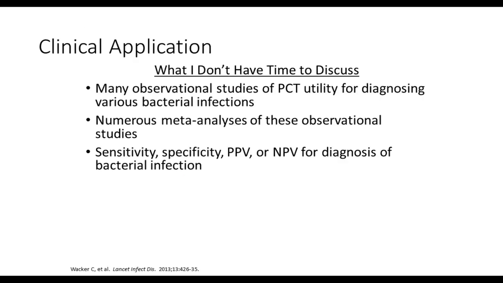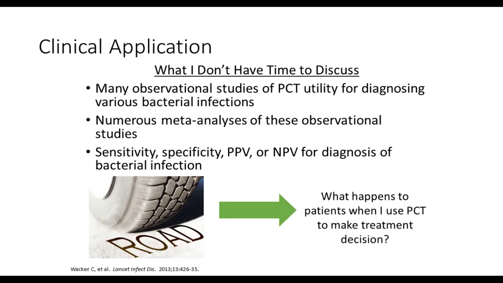And so, we're not going to talk about these observational studies. There have been at least 5 or 7. I can't even keep track of the number of meta-analyses looking at the sensitivity, specificity, positive, negative predictive value of procalcitonin for diagnosing infection. But what really we need to know is where the rubber meets the road. What happens when I use it to make decisions? That's what really matters. And that's where I think we really, in procalcitonin, have the data. In a lot of other diagnostic tests, we don't have the data.